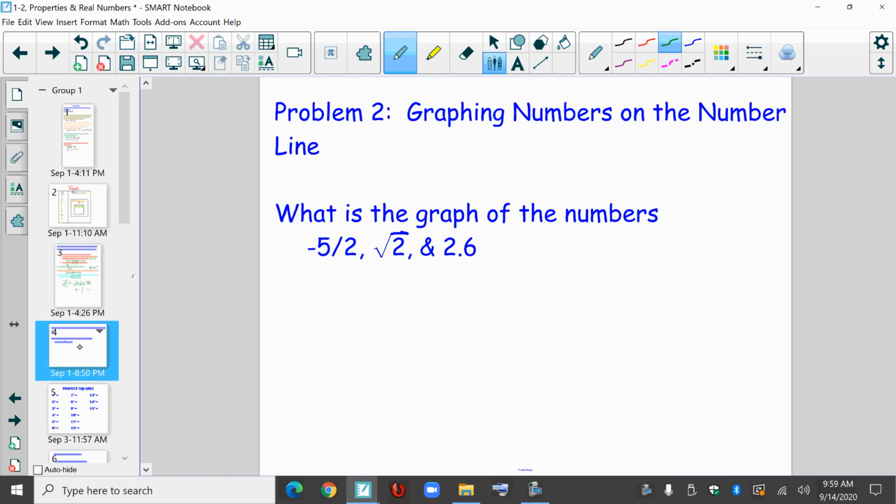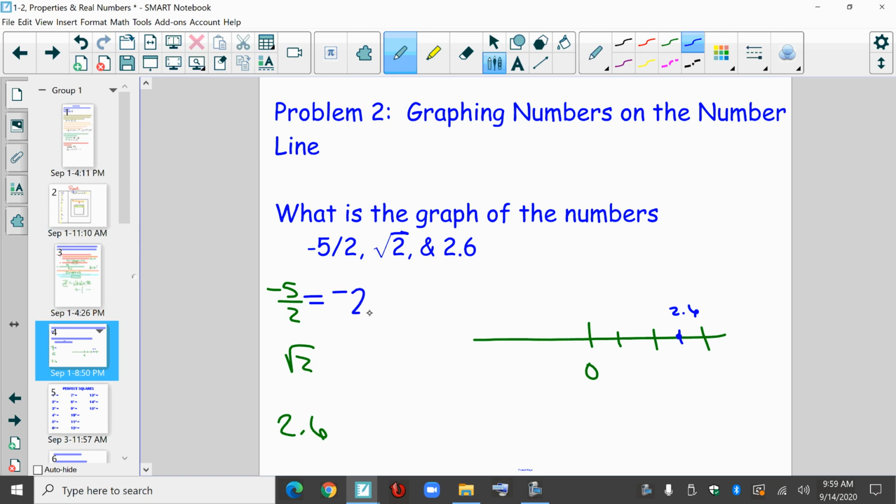Okay? The next thing is graphing numbers on the number line. So if I'm graphing numbers on a number line, I first need to have a number line. Here's 0. Well, I need to know what negative 5 over 2 is, the square root of 2, and 2.6. Here's 1, here's 2, here's 3. This right here is going to be 2.6. We can estimate that very easily. Negative 5 over 2 is the same thing as negative 2.5. 1, 2, 3. So that puts us right there to be negative 5 over 2.